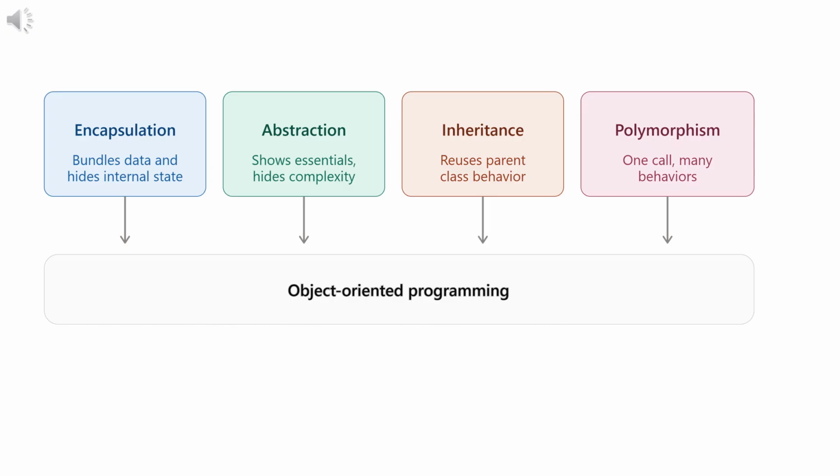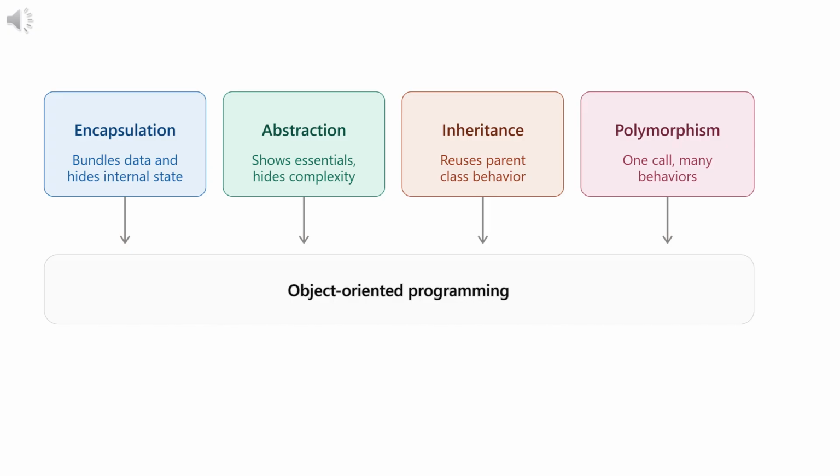Polymorphism, pink, one call, many behaviors, meaning the same method call can behave differently depending on which object is making the call, achieved through method overloading, same method name, different parameters, resolved at compile time, or method overriding, same method signature, different implementation in a child class, resolved at runtime.